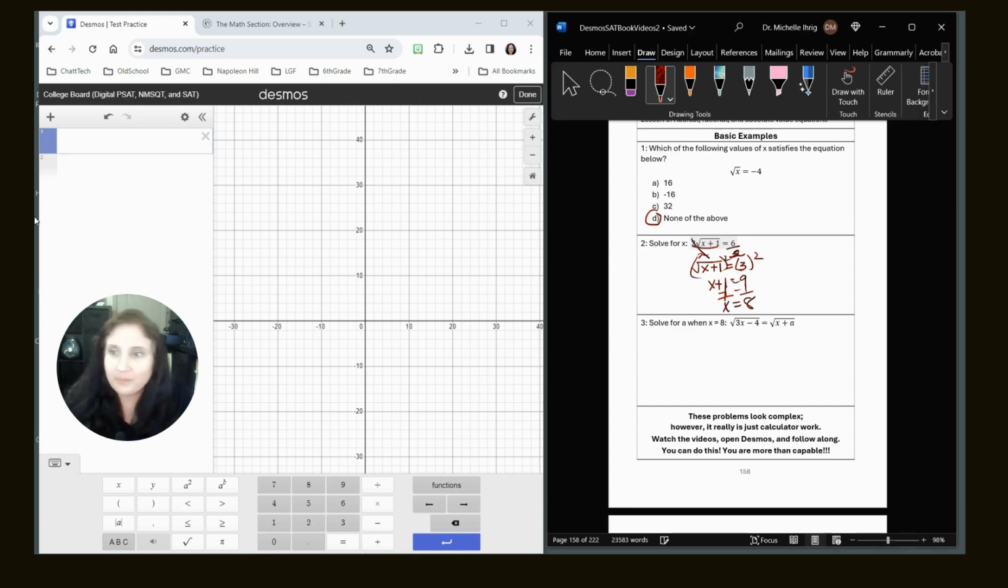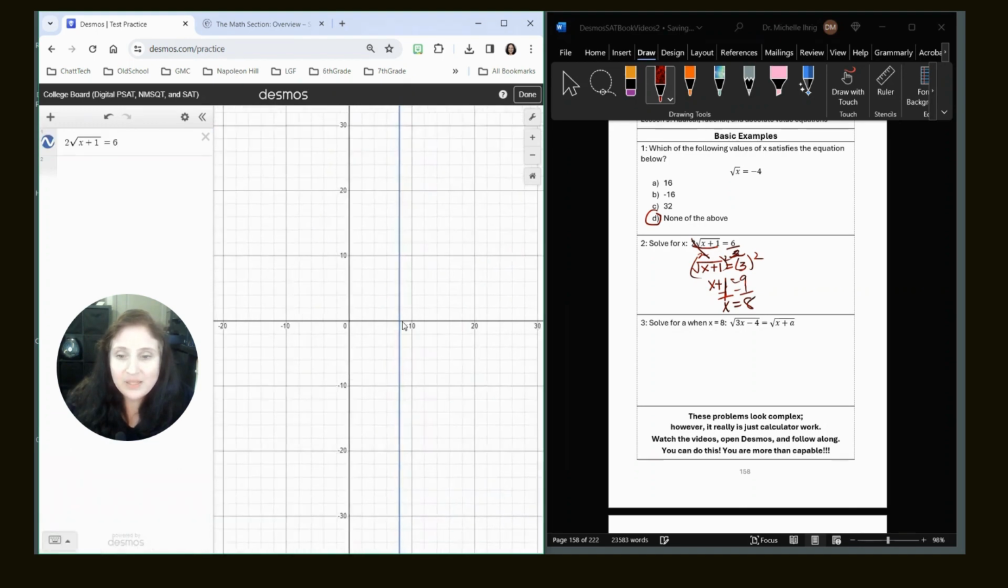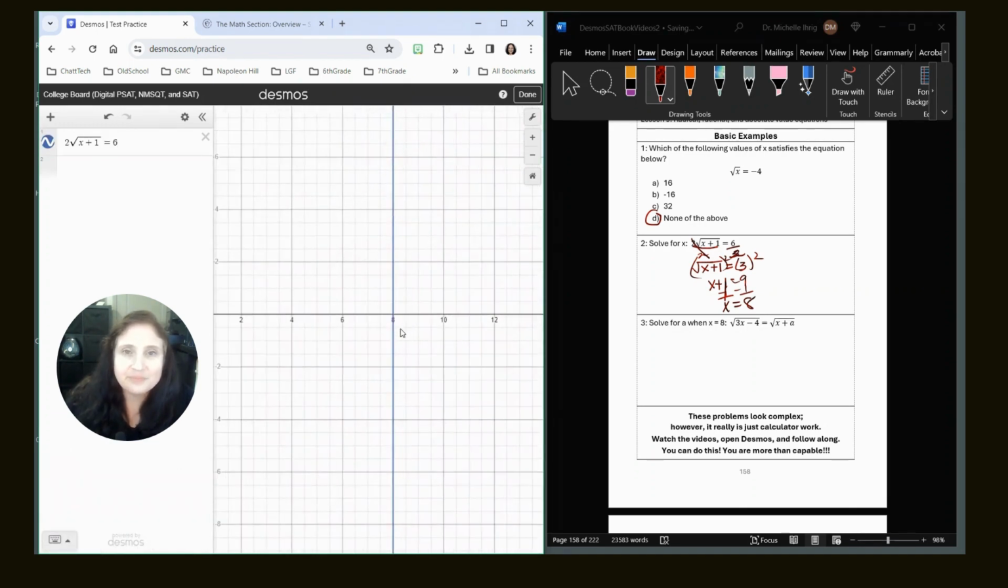Or you could do it my way. Go into Desmos. 2, hit the radical button from the keyboard. X plus 1, use the arrow to get out, equals 6. Oh, look at that. What's the answer? 8. Yup. I'm telling you, this is why you need to watch my videos. It's helping you do better on your PSAT and SAT math portion. I mean, it's incredible.